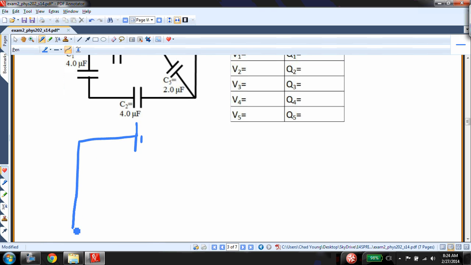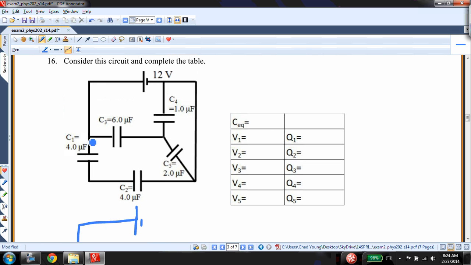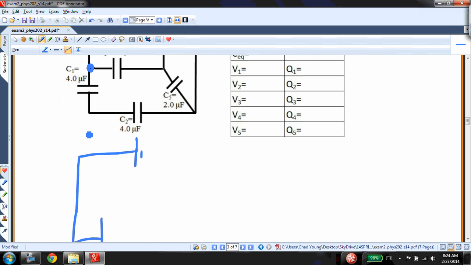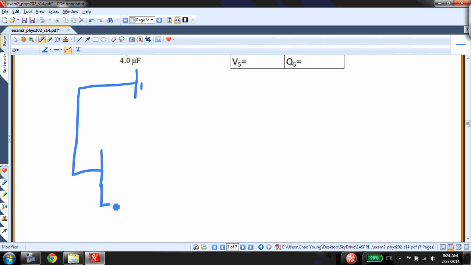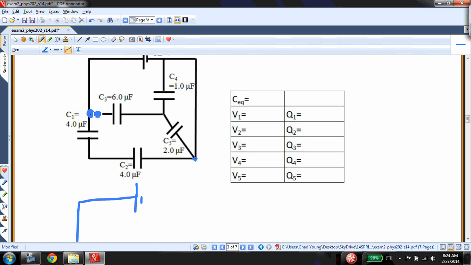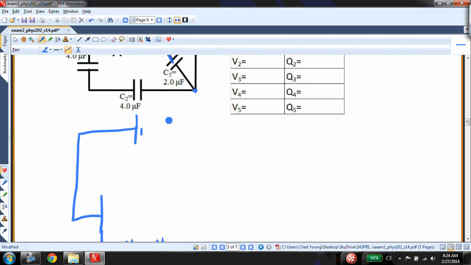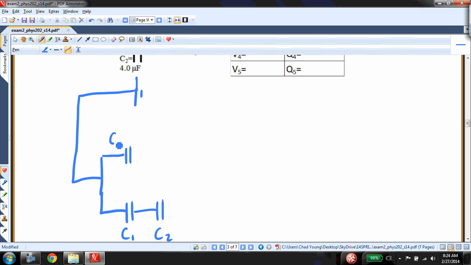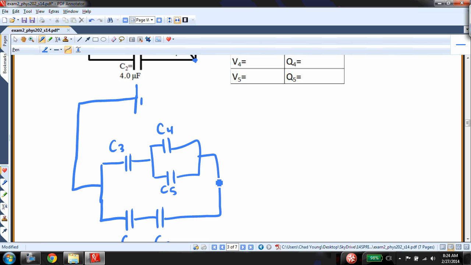I'm going to come down. I'm going to split into 2 branches right here. On that bottom branch, I'll see C1 and C2, and then I'll stop right there, because after C2 it's going to come to this point, and then it's going to go back to the battery. And then on the top branch, I get C3, and then it'll break into another branch here, and I'll get C4 and C5. So I have C3, and then another parallel branch, C4 and C5, and then all that's going to come back together and go back to the power supply.